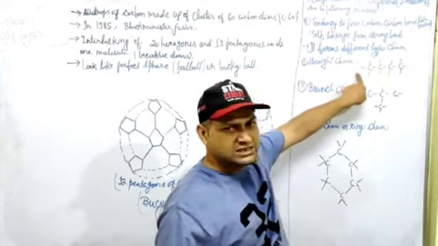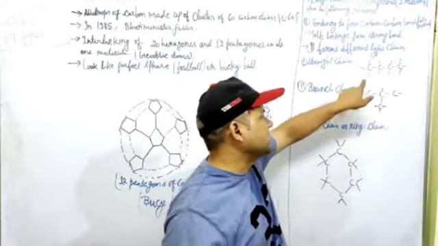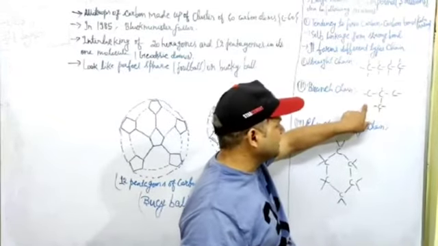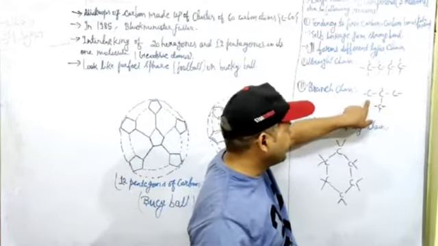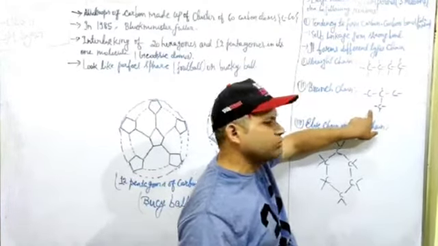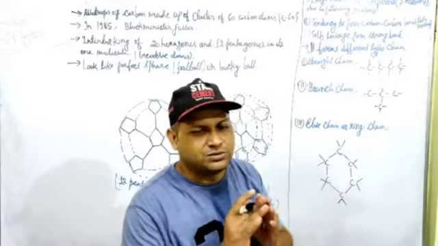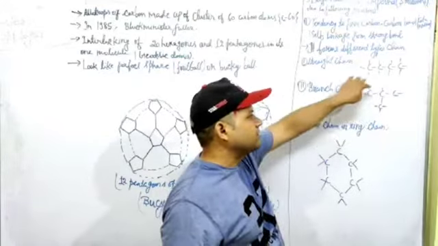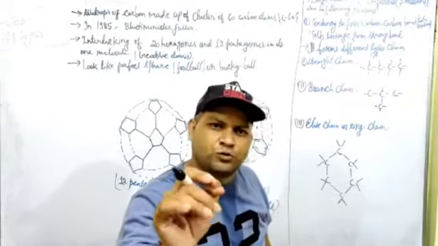Not only a straight chain, but it can form some branched chains also. This is one compound and this is another compound. Here the number of carbon atoms is 4, and here the number of carbon atoms is 4. In both the compounds there are 4 carbon atoms, but they are different compounds and show different properties.